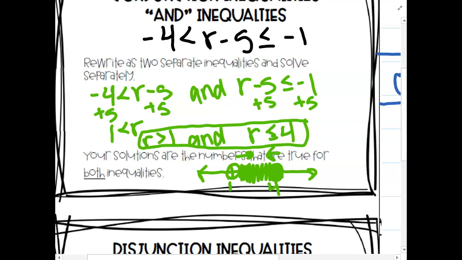What I'm looking for is the intersection of these two inequalities, which would be this one right here. The area that they have in common. It has to be the numbers that work for both. So that would be the graph for that one. Okay? Questions on that?